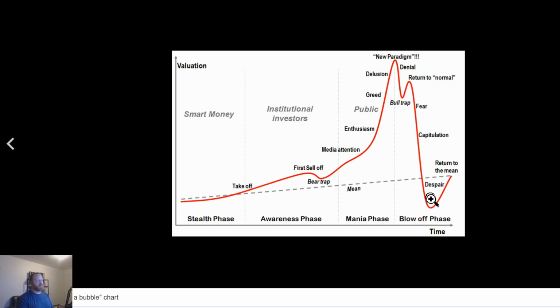Despair is when everybody thinks that this is dead, it's never going to retain value again or make its way back up. And then we return to the mean, which is the gray dotted line over here. So let's first look at the Dow Jones Industrial Average and that important crisis that we've seen, well, not seen, but we've heard of through history books.